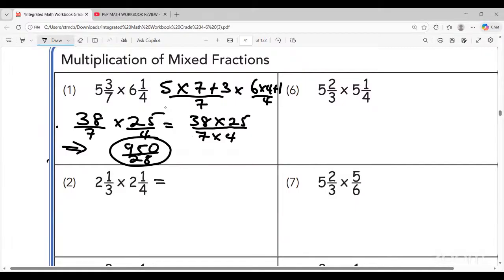All right, let's do this one. 2 and 1/3 multiplied by 2 and 1/4. What's the answer for that?